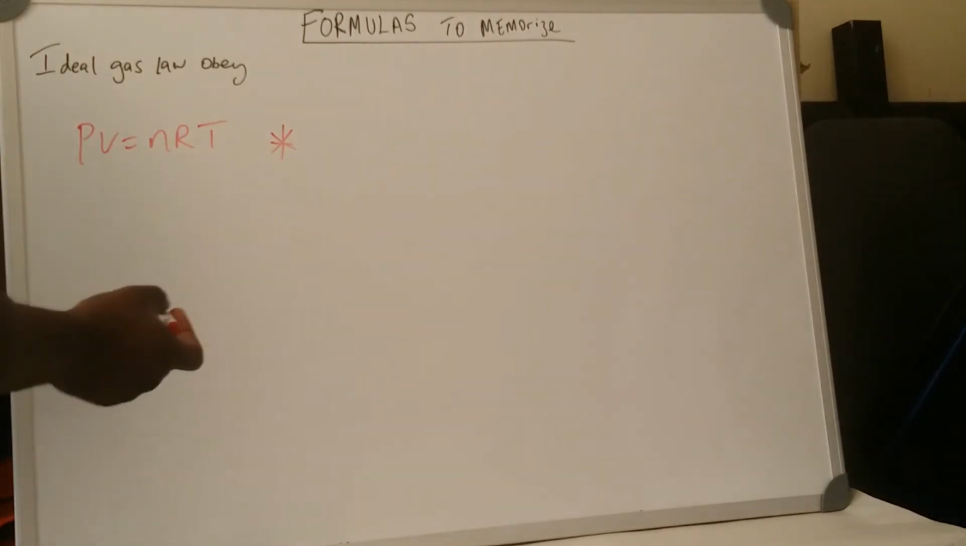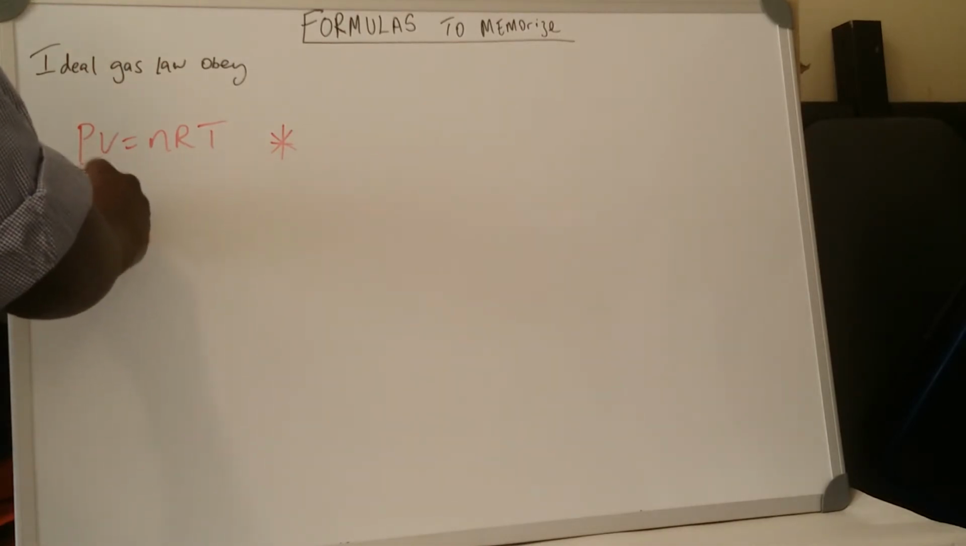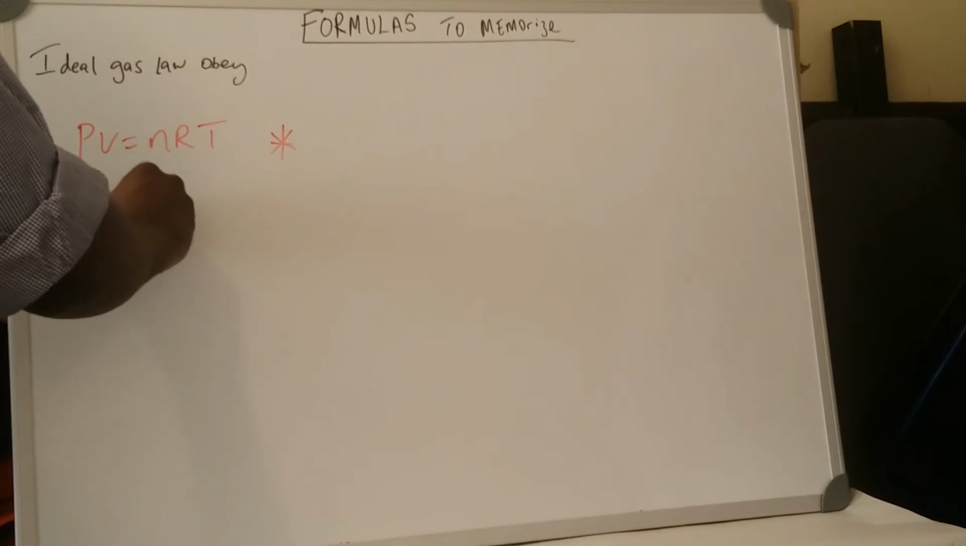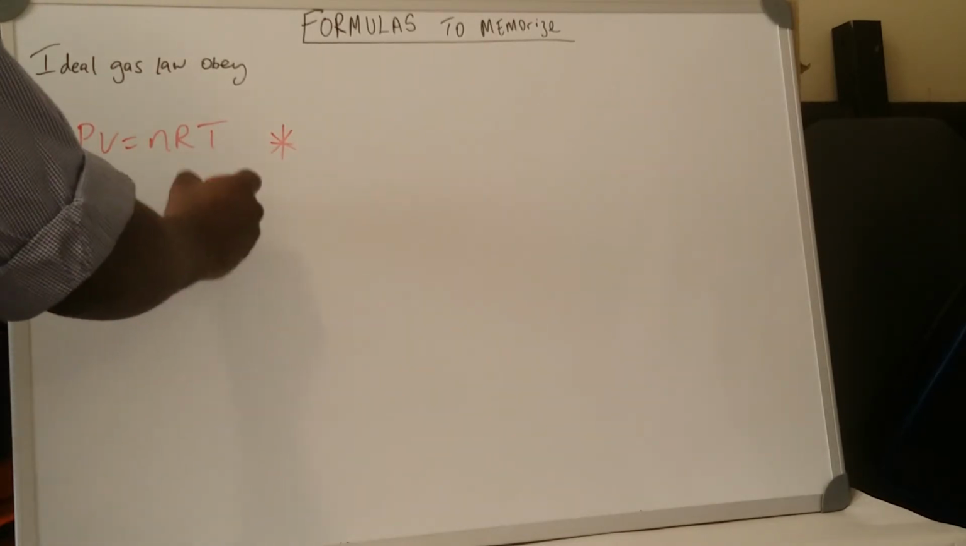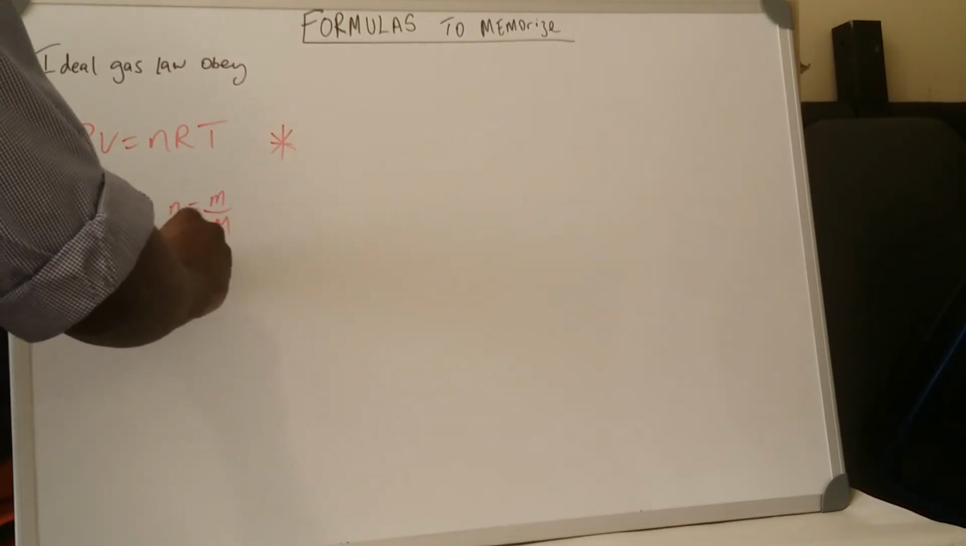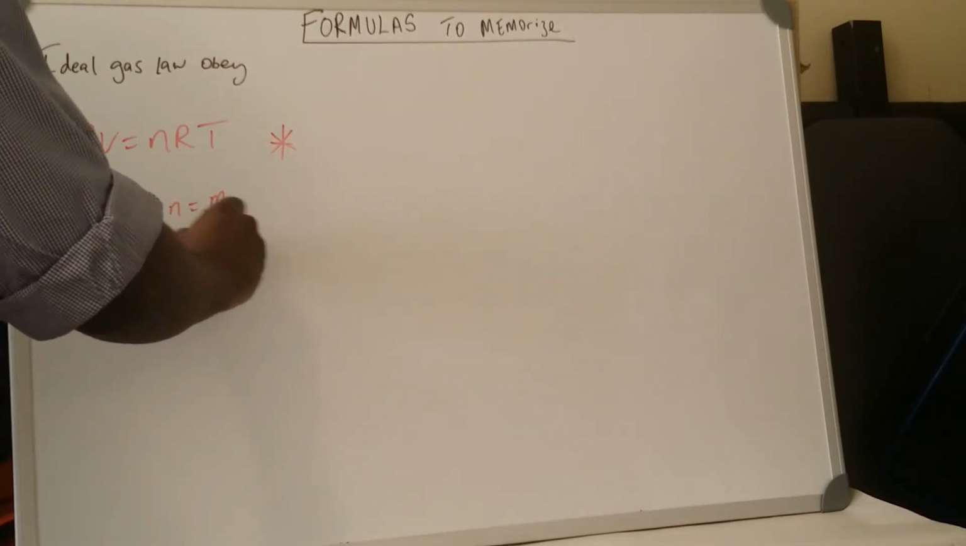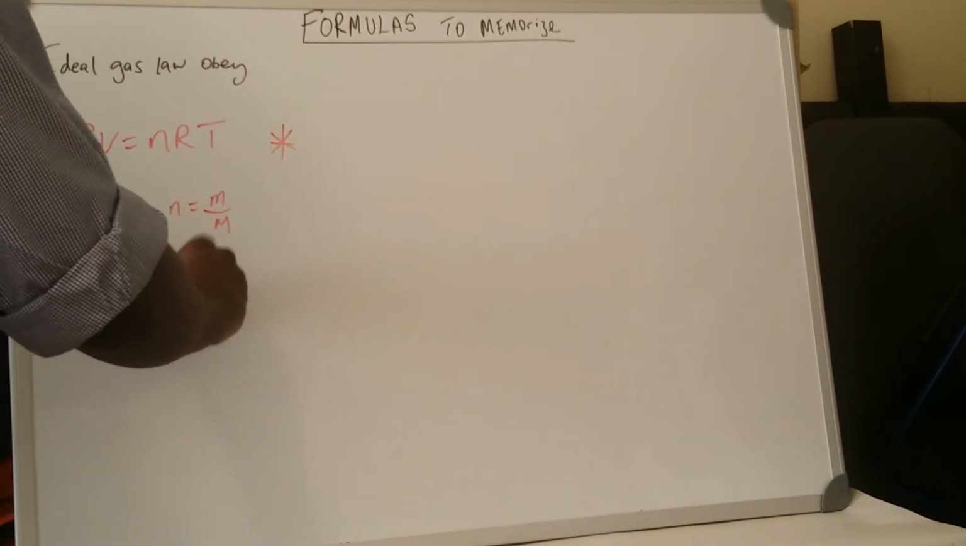So for example, since molar mass equals the mass of a mole, right? So we can write n equals mass over M. So in this case, we can write PV equals mRT over M.